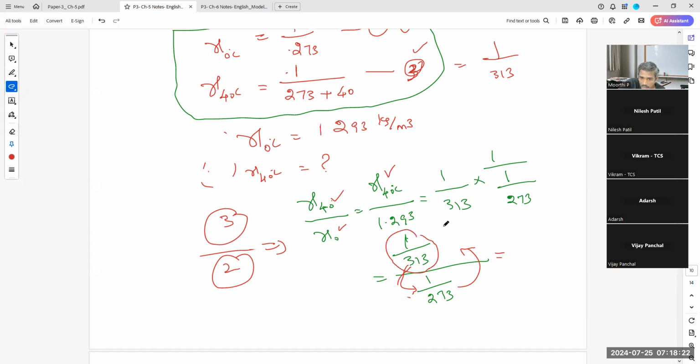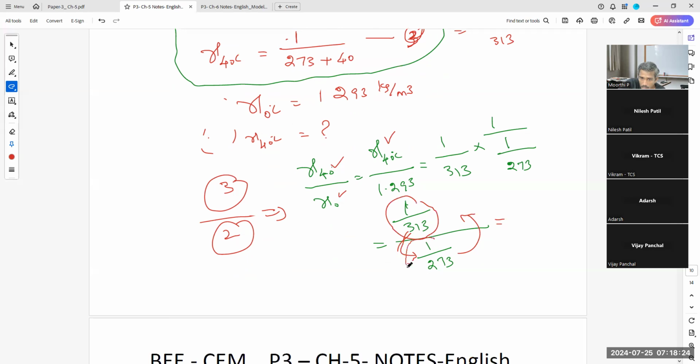1 divided by 313. For R0, what is the temperature value? 1 divided by 273. Here, 1 divided by 273 is going to the top side. This 313 is going to the downside. This 273 going to the top side, this 313 coming to the downside, because 1 divided by 273 always comes to the downside.